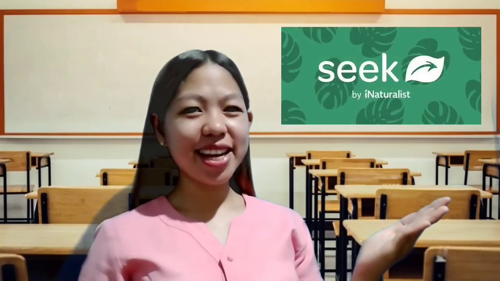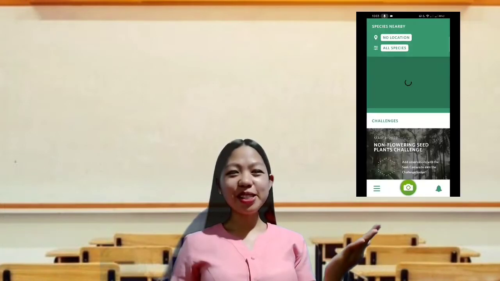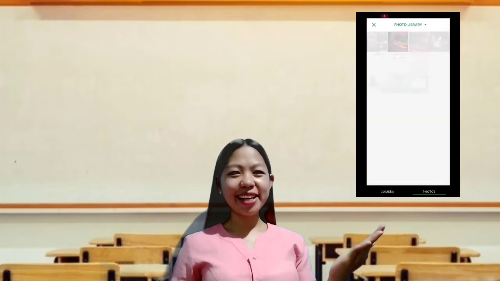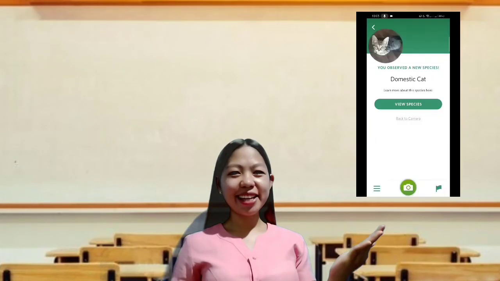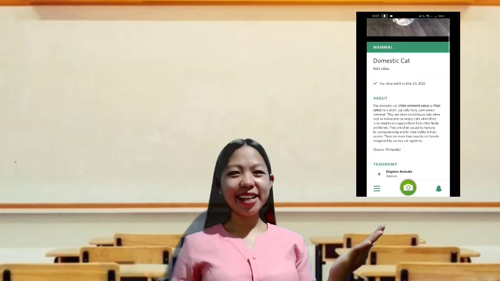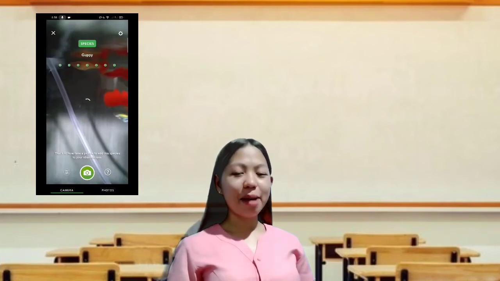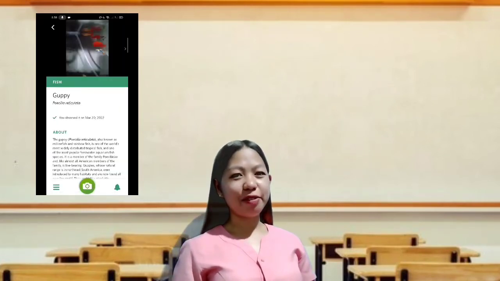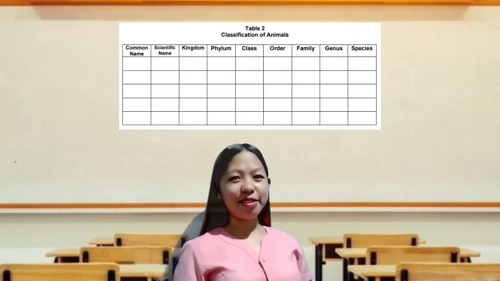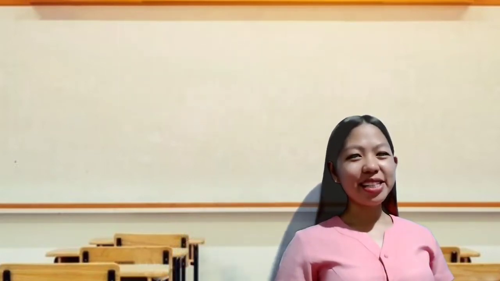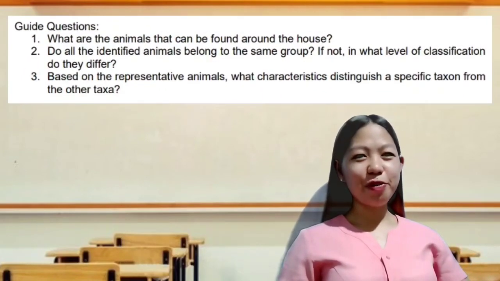After you have described all the 5 animals found around your house, you will now identify its common name, scientific name, and biological classification using the mobile application Seek by iNaturalist. You may use the photos you have taken or you may revisit the organism and scan it using the mobile application itself. The gathered information will be written in Table 2 on your activity sheet. Lastly, you will answer the 3 guide questions relative to the activity performed.